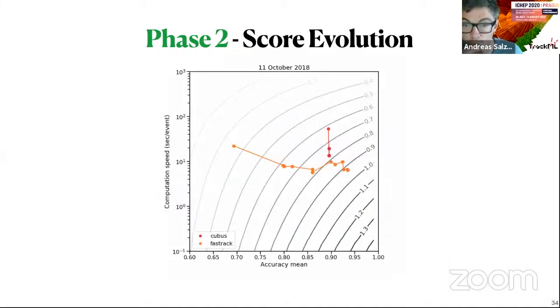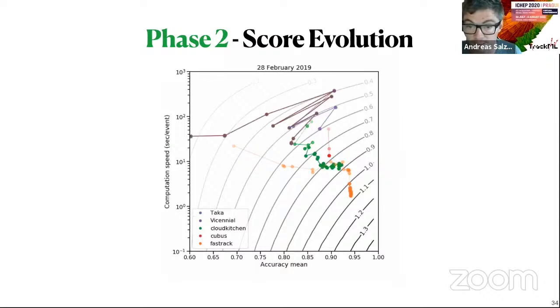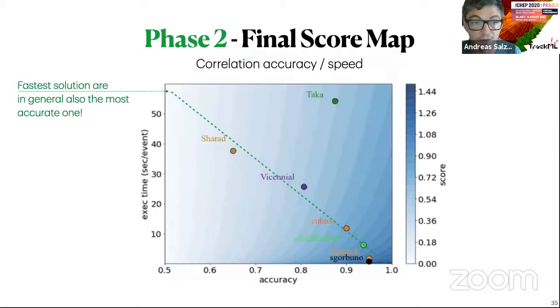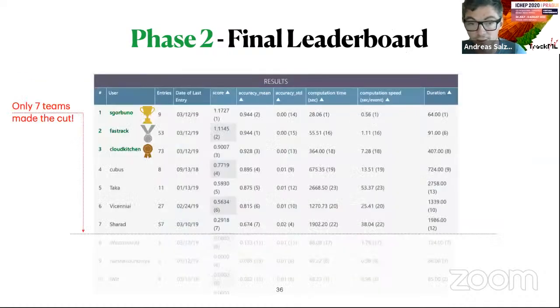Now let's look at the score evolution in phase 2. You can see basically how this runs along. One thing you see is there are way fewer submissions. We would have plotted more if we had way more. I'll come to this later. But you see how the scores basically approach. And if you look at the final score map, there's an extremely interesting correlation. You can see that the fastest solutions are also the most accurate ones, except for one outlier. And this I think should tell you something. If you do something right, you're fast at it.